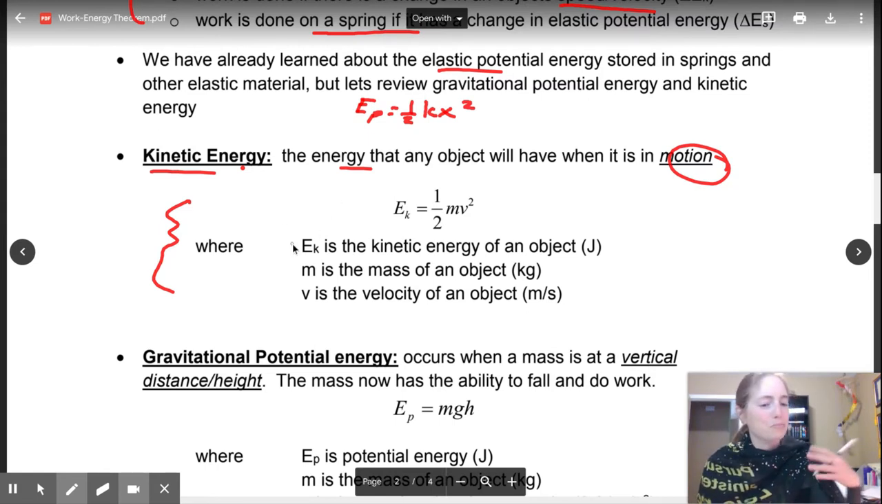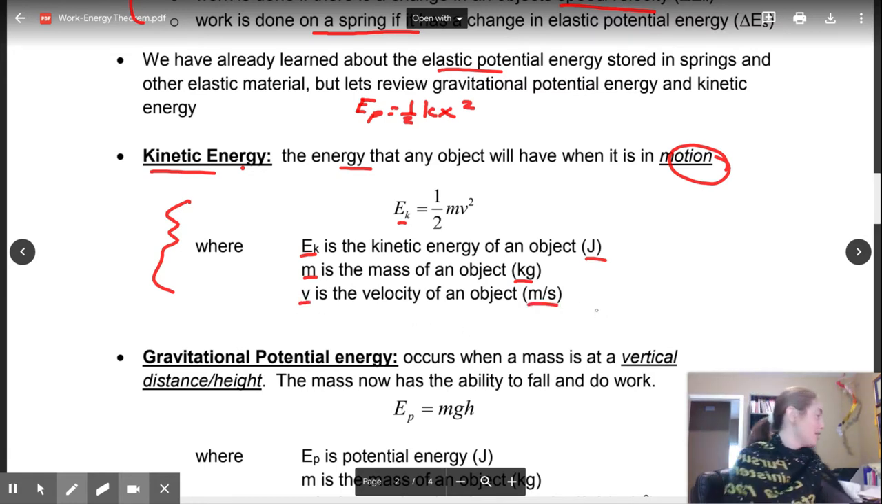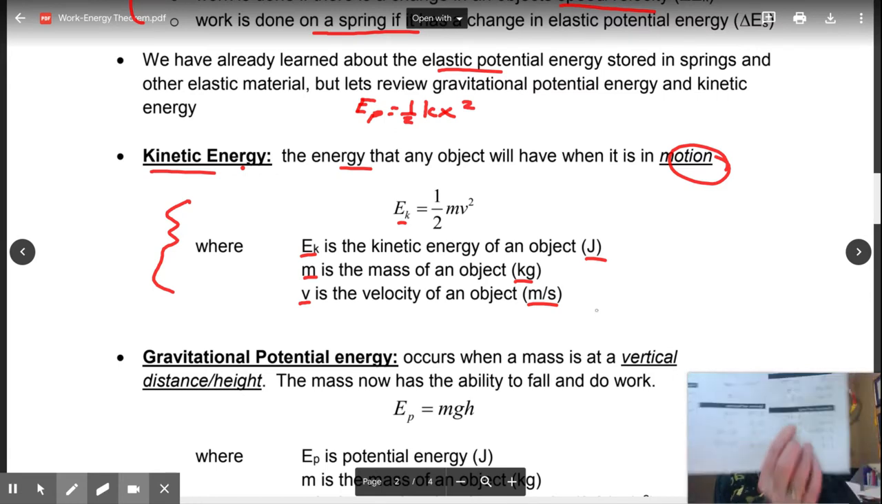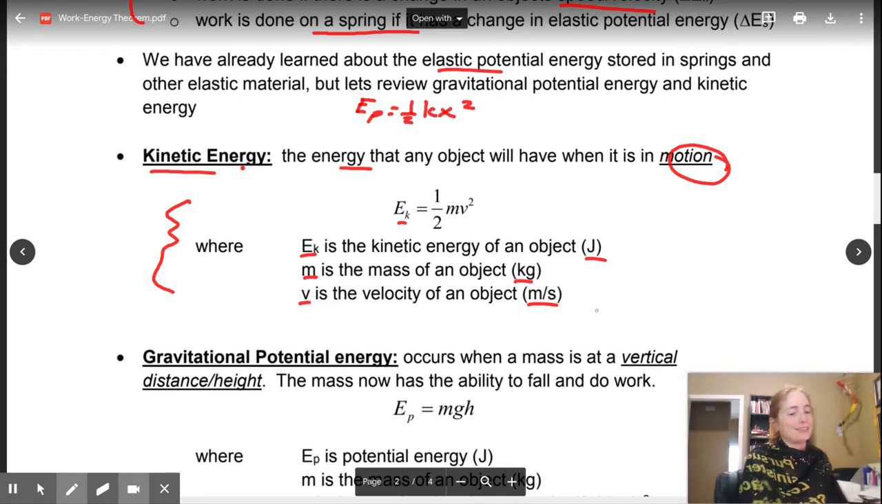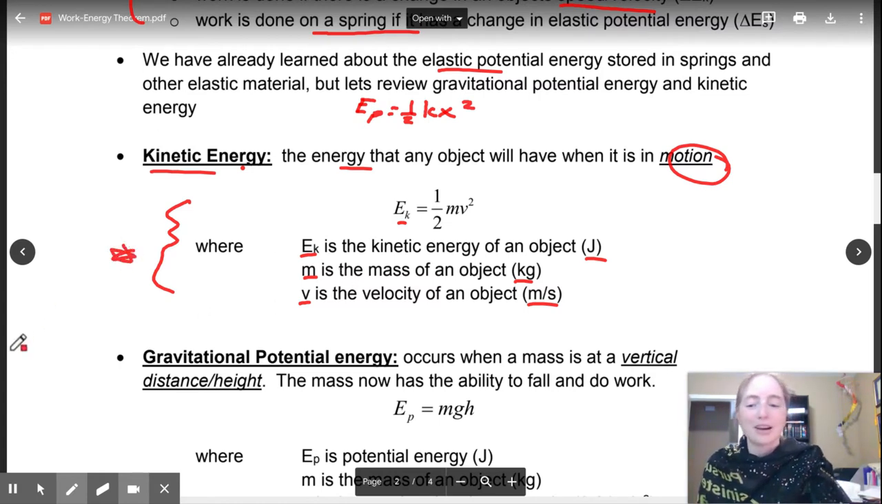Okay, so any object that's moving has kinetic energy. EK is your kinetic energy in joules, m is the mass in kilograms, and v is the velocity in meters per second. You can also find this equation on your data sheet, so you don't have to memorize that one. Once again, that's formulas review from last year.